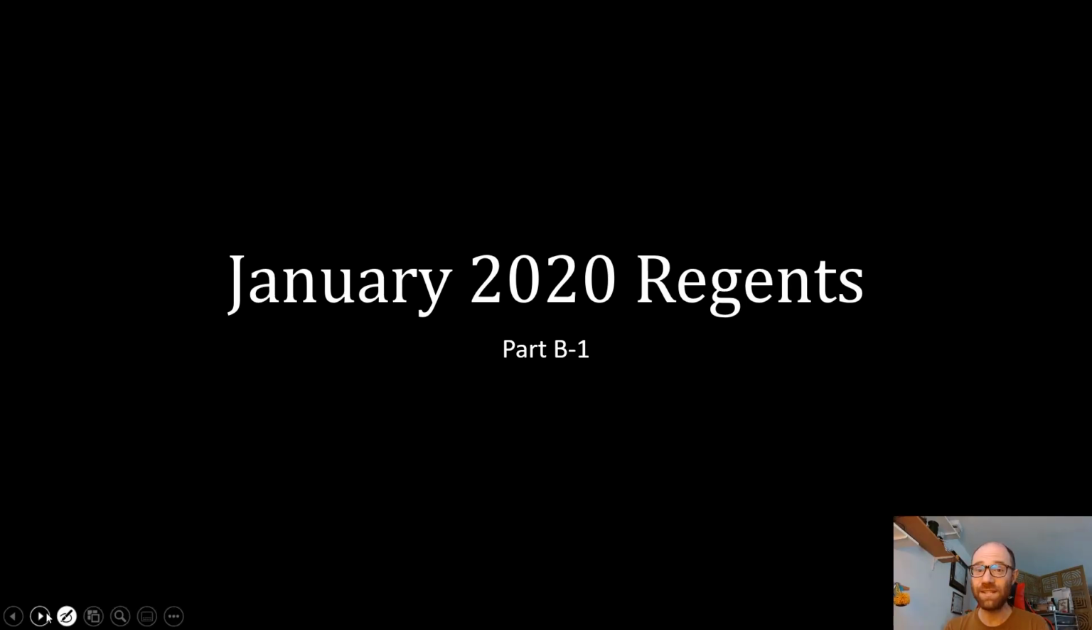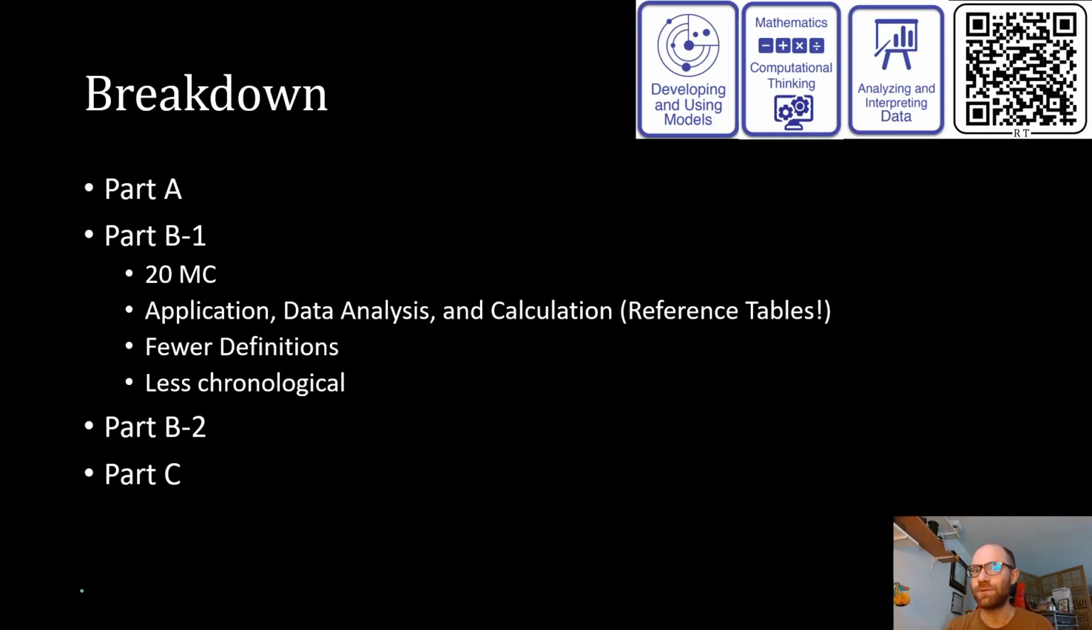So for part B-1, we're still looking at multiple choice questions. There's about 20 of them. No, not about, exactly 20 of them. But the shift here is towards application, analysis, calculating answers. So if it wasn't obvious before, now we're really going to lean on our reference tables. There won't be as many of these you know it or you don't, or definition type questions. And also they don't go in the same chronological order that you might have seen in part A.